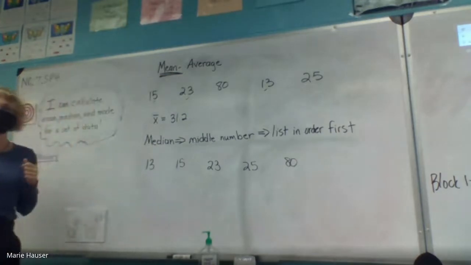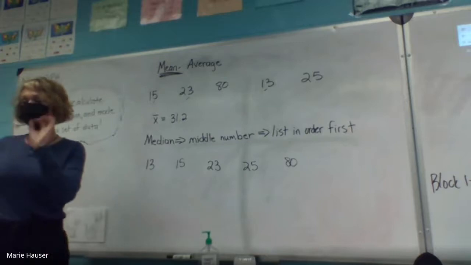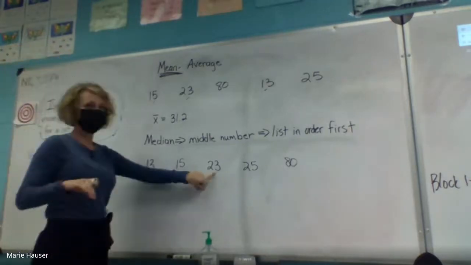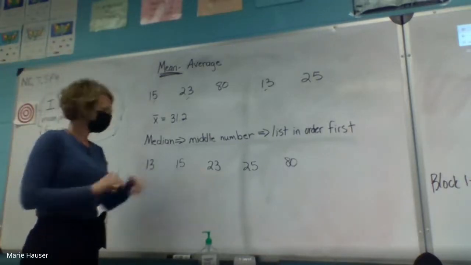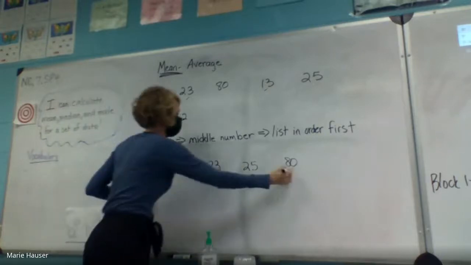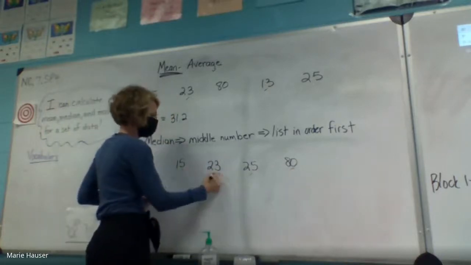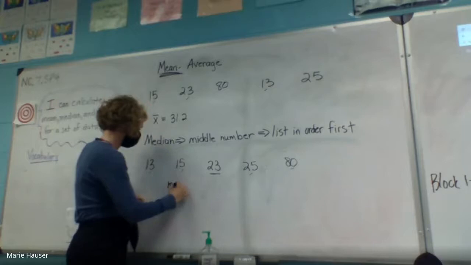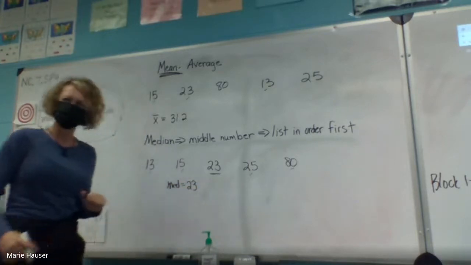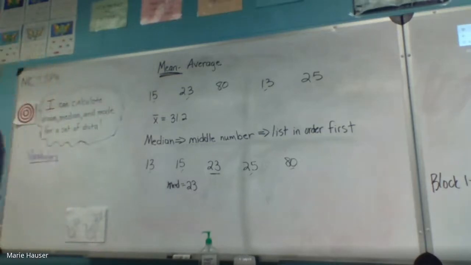So it's nice that this is an odd set of data. When you've got an odd number of data points, you know you're going to have a number right in the middle. How do you do that? Mark off left, right, left, right. You got a number in the middle. So that median, and let's put that out as MED, is 23. There's not really a variable used for that. It's just MED. Okay?